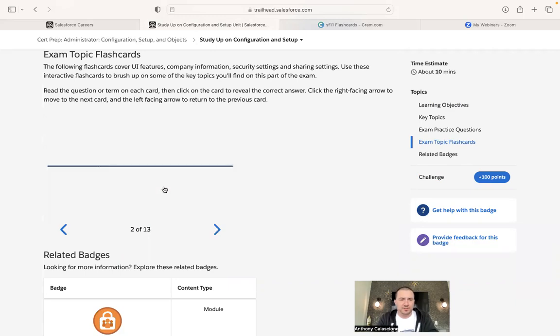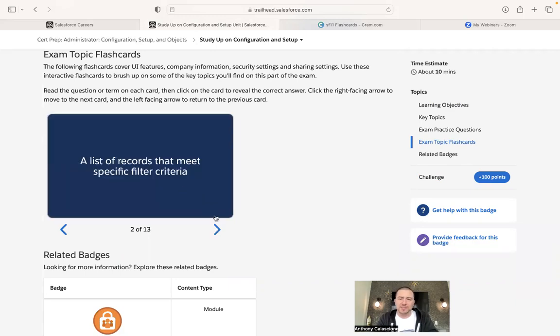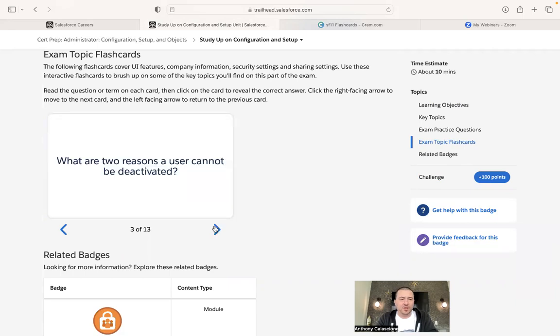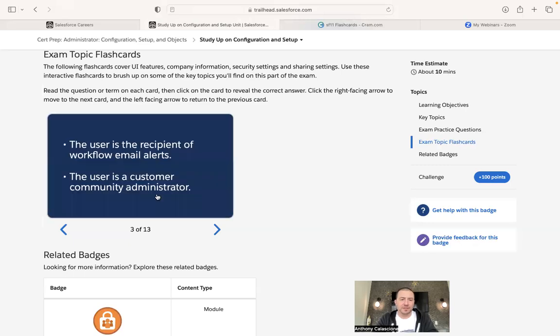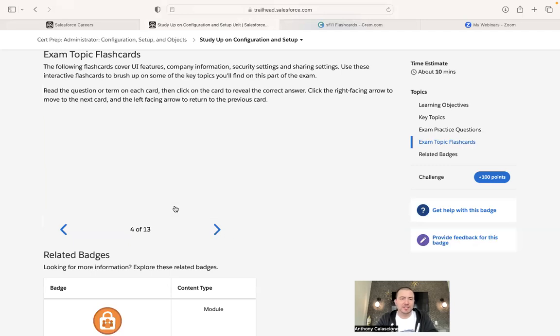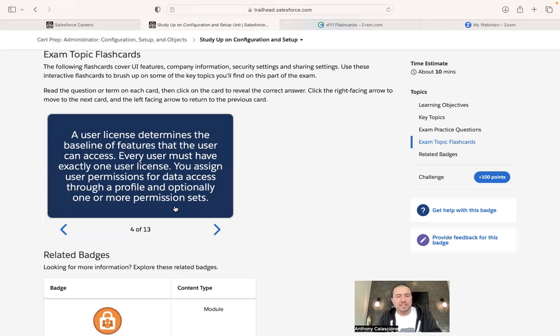List view. A list of records that meet a specific filter criteria. What are two reasons a user cannot be deactivated? The user is the recipient of workflow email alerts. The user is a customer community administrator. User license. A user license determines the baseline of features that the user can access. Every user must have exactly one user license.